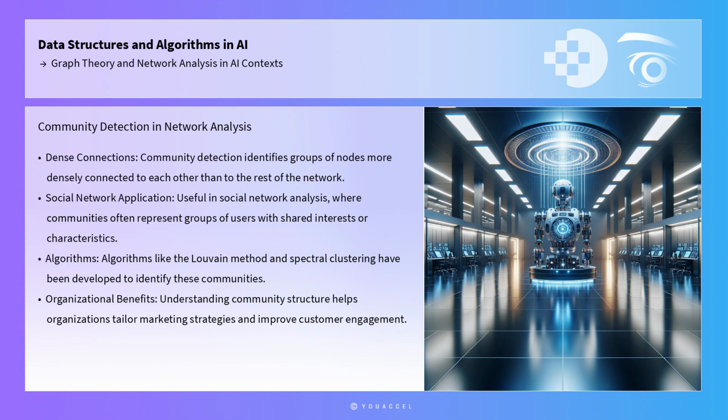In the realm of network analysis, community detection is a technique used to identify groups of nodes that are more densely connected to each other than to the rest of the network. This is particularly useful in social network analysis, where communities often represent groups of users with shared interests or characteristics. Algorithms like the Louvain method and spectral clustering have been developed to identify these communities, providing insights into the structure and dynamics of social networks. By understanding the community structure of a network, organizations can tailor their marketing strategies and improve customer engagement.